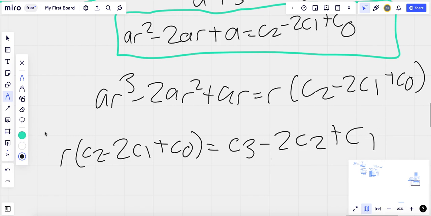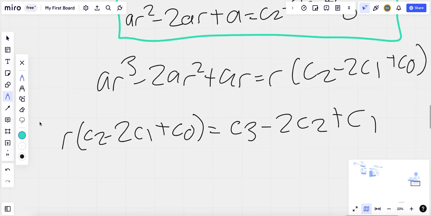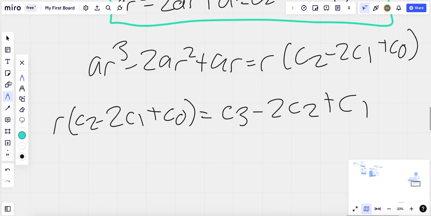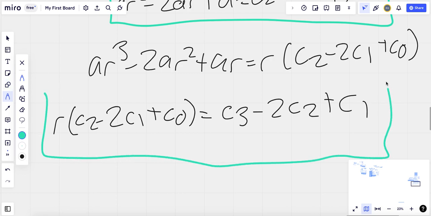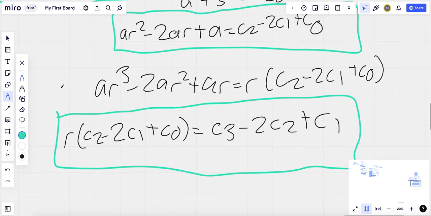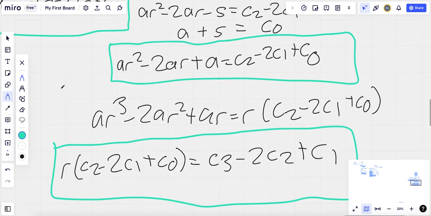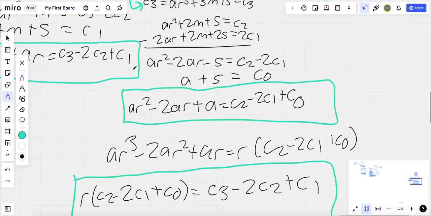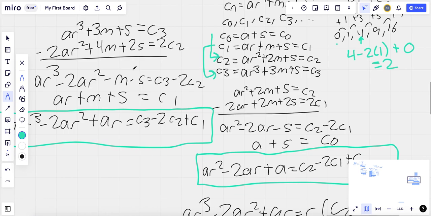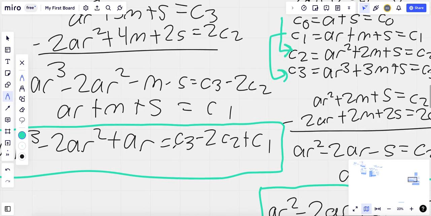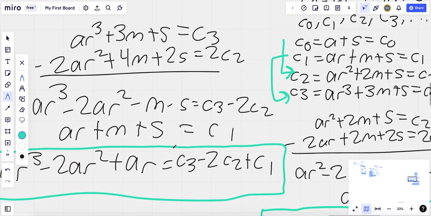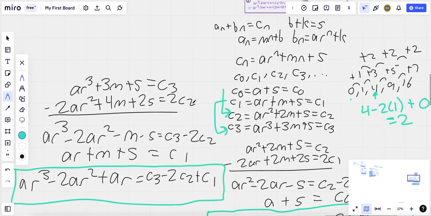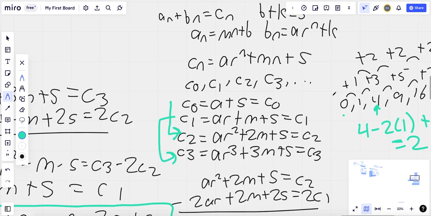And now we have an equation which is only in terms of R and constants, which is perfect. Because now that we have this, we can always solve for R, and then if we solve for R, we can find A, because this one only has two variables. If we find R and A, then we can go back to this equation to find M, and so on. We can also find S from the first equation as well.